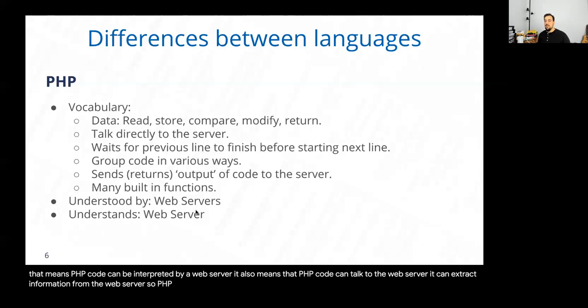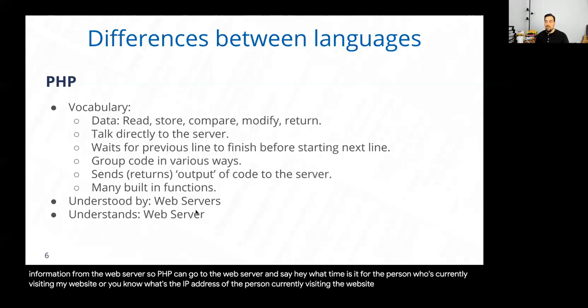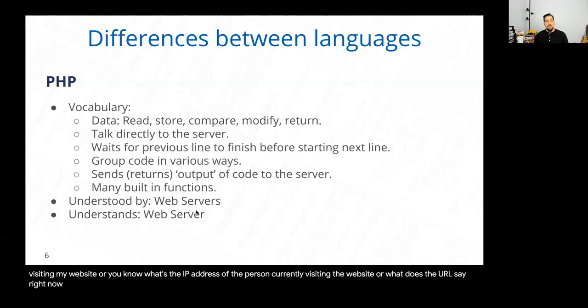So PHP can go to the web server and say, hey, what time is it for the person who's currently visiting my website? Or, what's the IP address of the person currently visiting the website? Or what does the URL say right now? So all of that is information that the server has, and because PHP has the ability to talk to the server in a two-way conversation, PHP can get that information from the server.